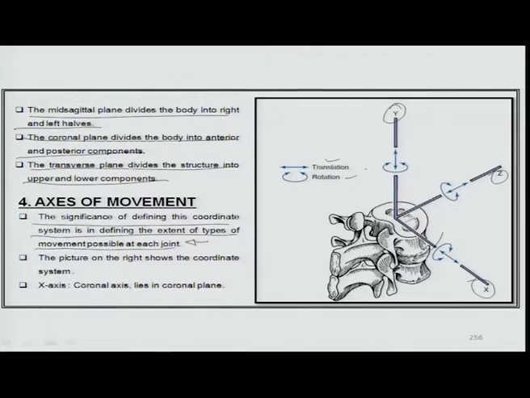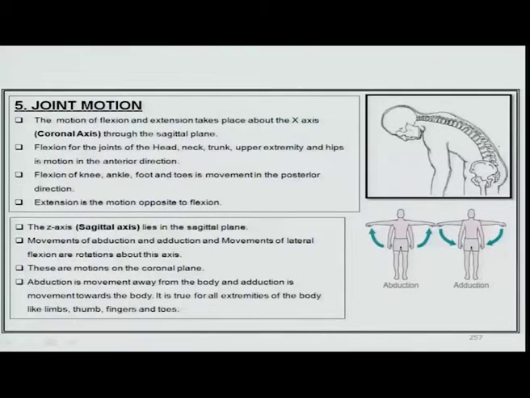So, the picture on the right shows coordinate systems, and the x axis is basically the coronal axis, which lies in the coronal plane. Similarly, the y axis, as one can see, is along the portion of the spine that is being shown here, at least the bony portion of the spine. So, the y and the z axis correspond to the mid sagittal plane and the transverse plane. Okay, so that is how the axes of motion or movement are defined.